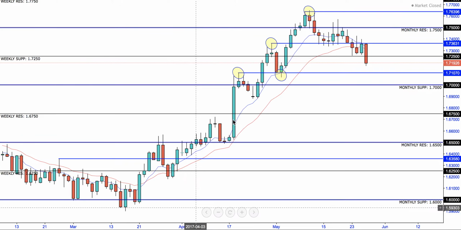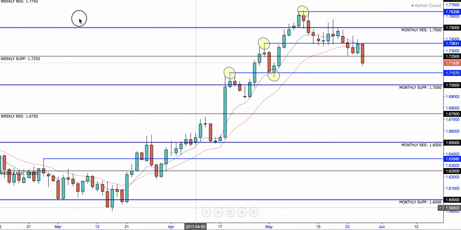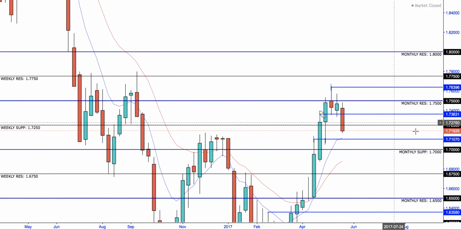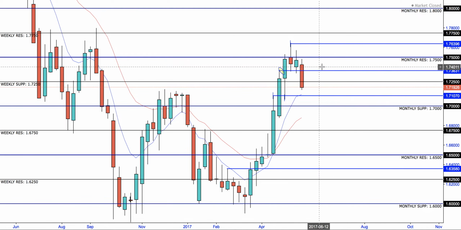Here we have GBP AUD in front of us. It's the daily time frame. Recently, this pair has tapped 3 weeks in a row at monthly resistance 7500. We have a 3-pin formation as well, 1, 2, and 3.